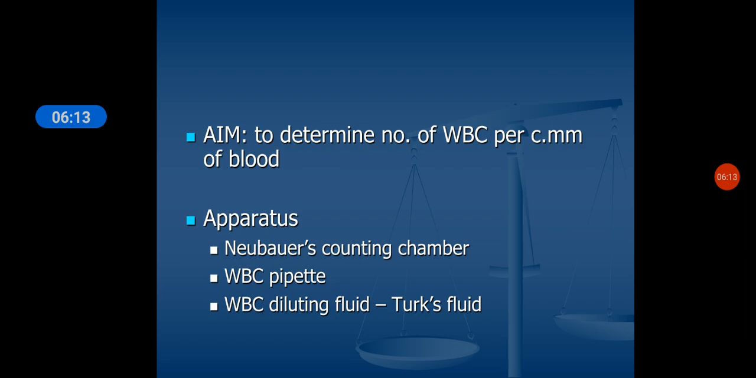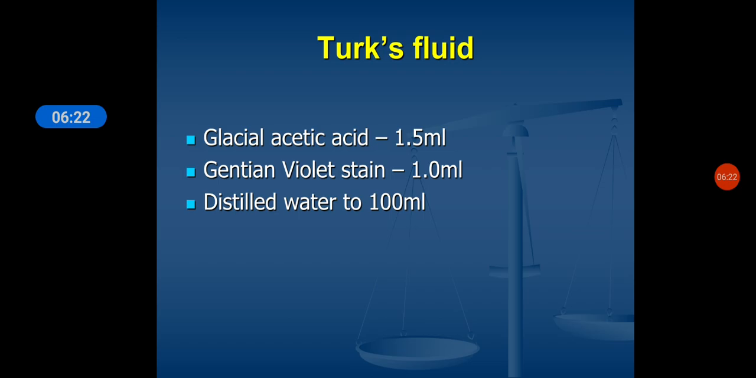Earlier we used the Neubauer chamber with the WBC pipette, and you required a diluting fluid which was Turk's fluid. Now what are the constituents of Turk's fluid? This is very important for you. It is glacial acetic acid, gentian violet and distilled water.